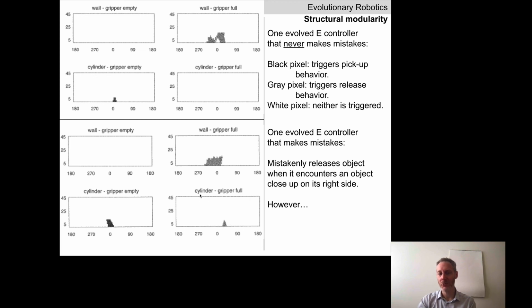This is the case where the robot is placed near a cylinder and its gripper is already full. So it's already holding an object, and there's another object nearby. You'll notice that if the robot is angled a little bit to the right of the object, and it's pretty close to the object and it's already holding something, it will release the object it's already holding. So this is a mistake down here.